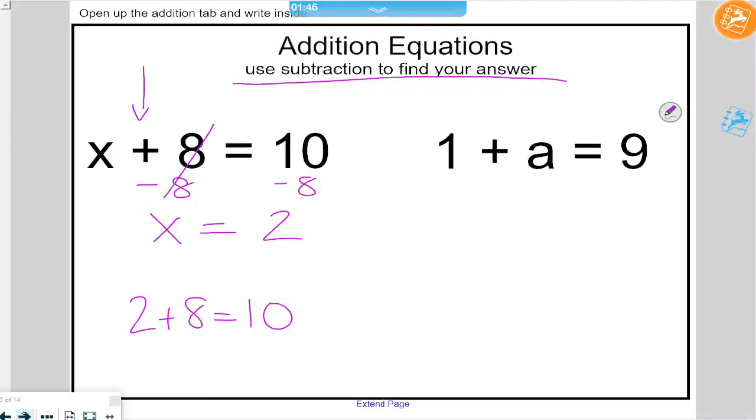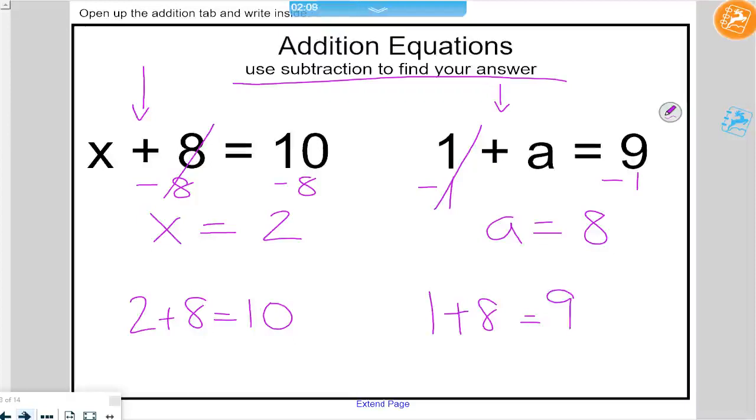1 plus a equals 9. Again, we start on the side with our variable. We're going to get rid of that variable. I have an addition, so I'm going to subtract 1. That cancels out and leaves me with a. I have to do the same on the other side, so I'm going to subtract 1, and I get 8. So now we can redo that. 1 plus, plug in our number for our variable, 8, equals 9, and that's a correct statement.